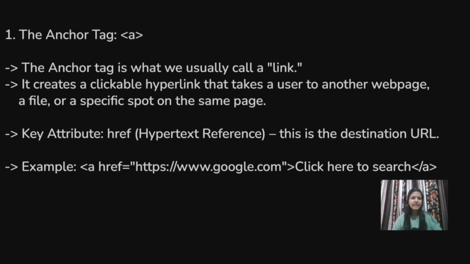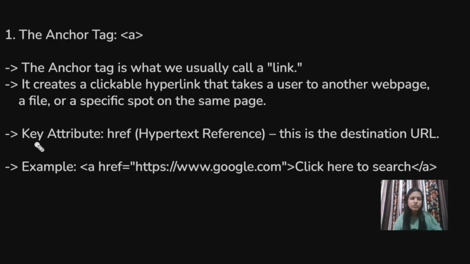So the first tag is the anchor tag, which is written in brackets as simply a. The anchor tag is what we usually call a link. Whatever we write in the anchor tag creates a clickable hyperlink that takes a user to another website, a file, or a specific spot on the same page. Basically it creates a link automatically.